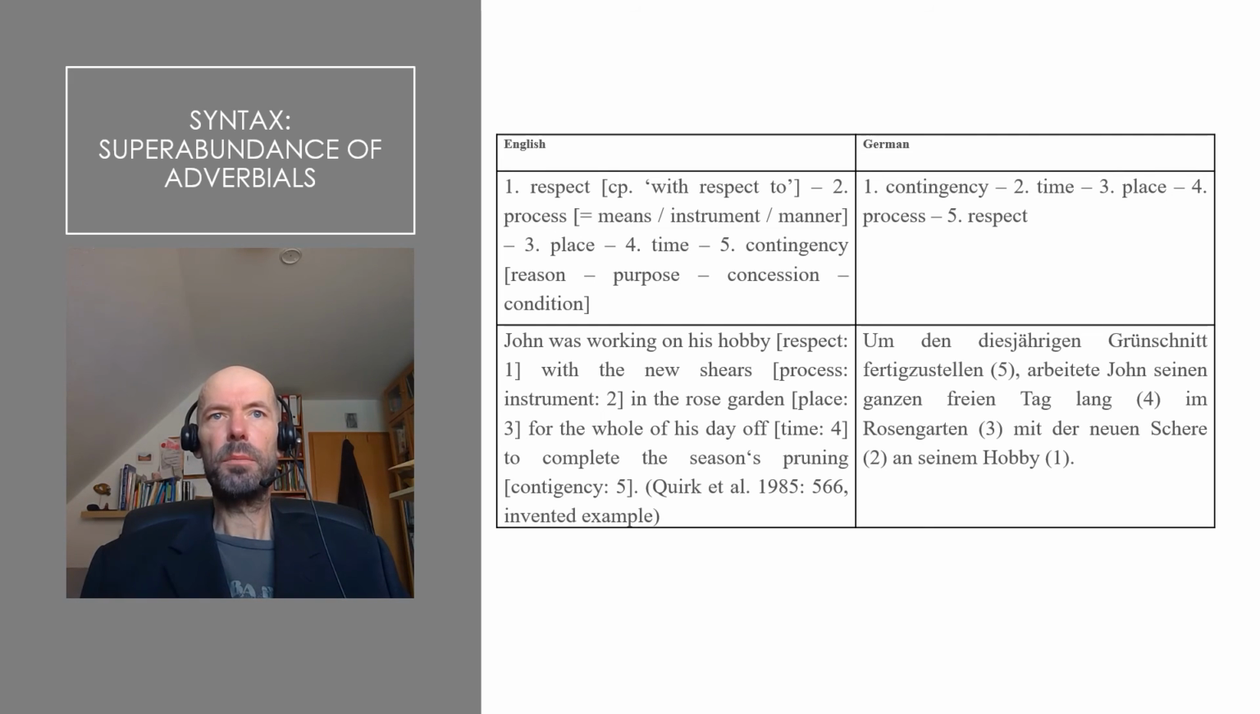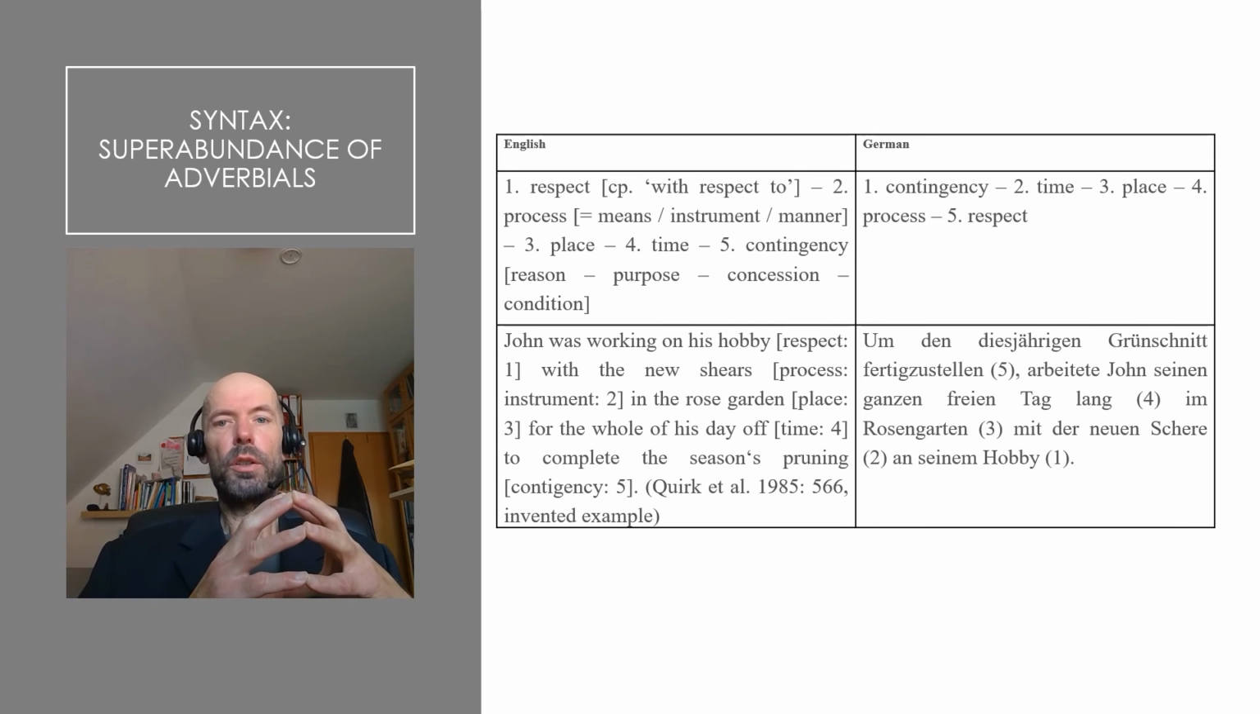The second point is that shorter adjuncts tend to precede longer ones, and in practice this often means that adverbs precede noun phrases, which precede prepositional phrases, which precede non-finite clauses, which precede finite clauses. Interestingly, these general principles lead to diametrically opposed sequencing of adjuncts in English and German, as we can see from the following example that was invented by Quirk and others.